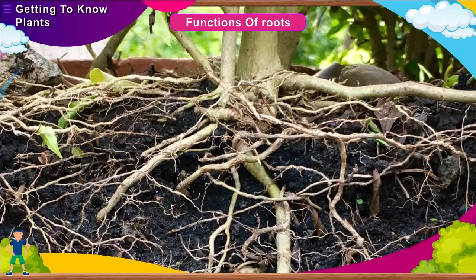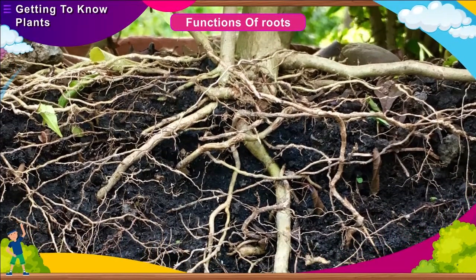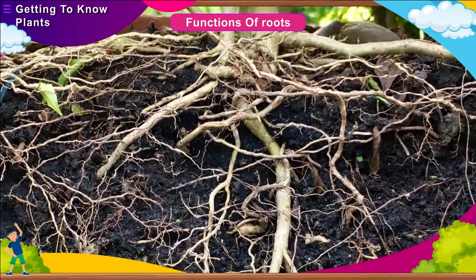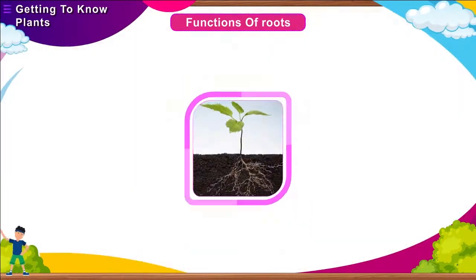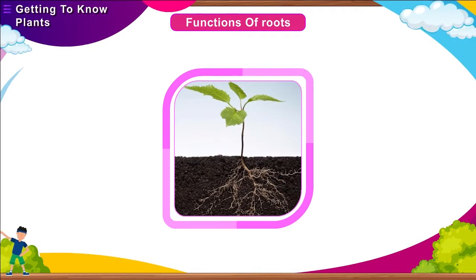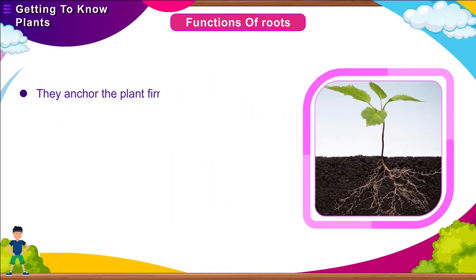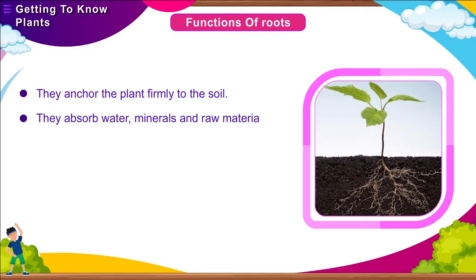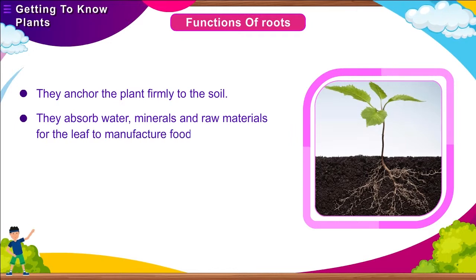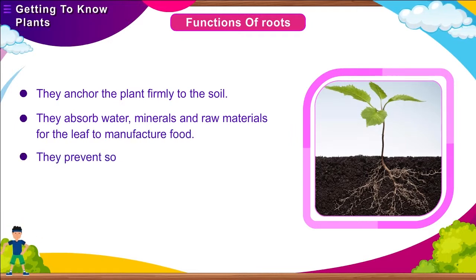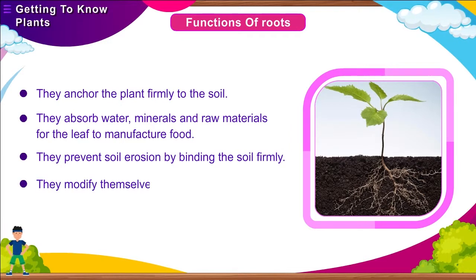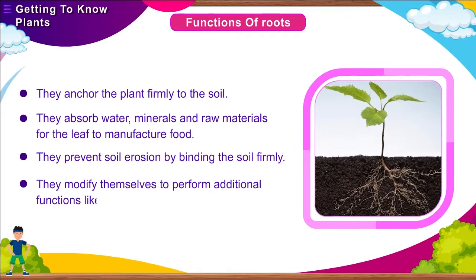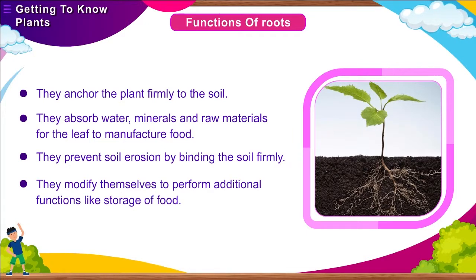Functions of roots. Roots are an integral part of a plant. This is the part of the plant which is the first one to show existence. The roots of a plant have various functions to perform. They anchor the plant firmly to the soil. They absorb water, minerals, and raw materials for the leaf to manufacture food. They prevent soil erosion by binding the soil firmly. They modify themselves to perform additional functions like storage of food.